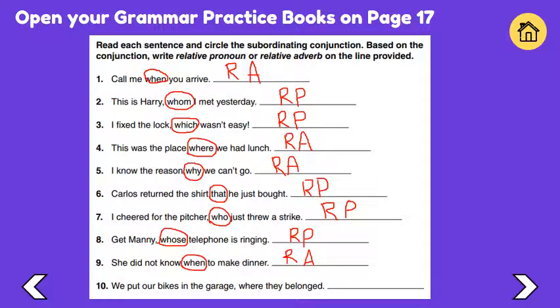10. We put our bikes in the garage where they belong. Where is the subordinating conjunction and where is a relative adverb. I think it's enough for you now. You can do the rest of the exercises by yourself on the book.